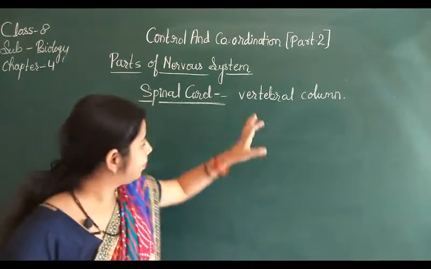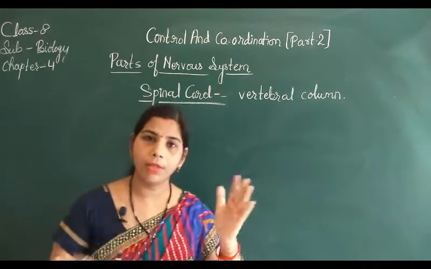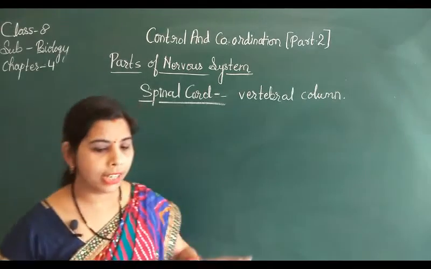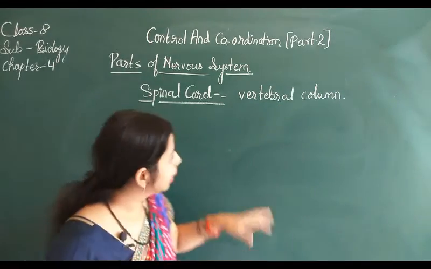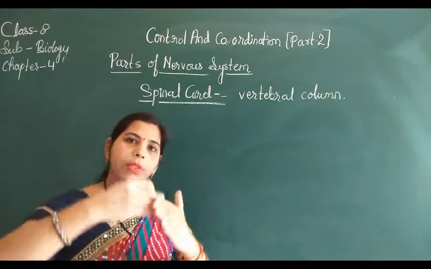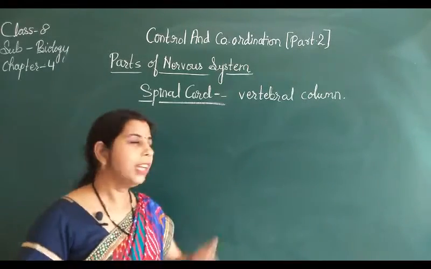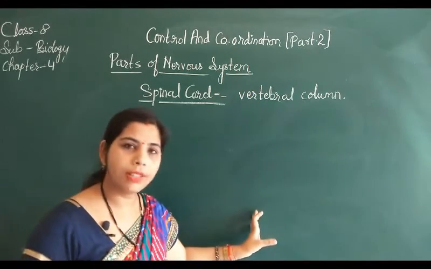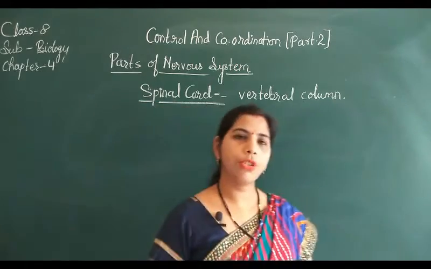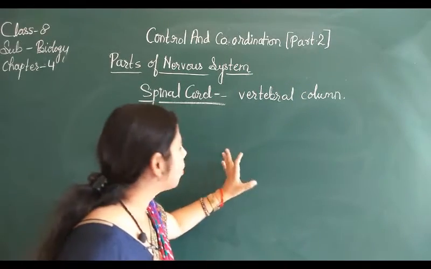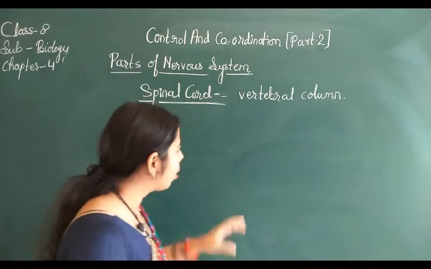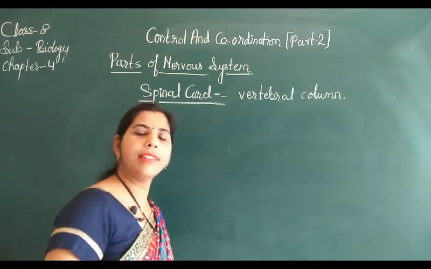Now just like the brain, it is also covered by the 3 layers of meninges, and between them the cerebrospinal fluid is also present. Now each vertebra is arranged one after another and they form a tubular structure. Now what is the function of spinal cord if we are going to discuss? So spinal cord plays a very important role because it transmits the sensory impulse.